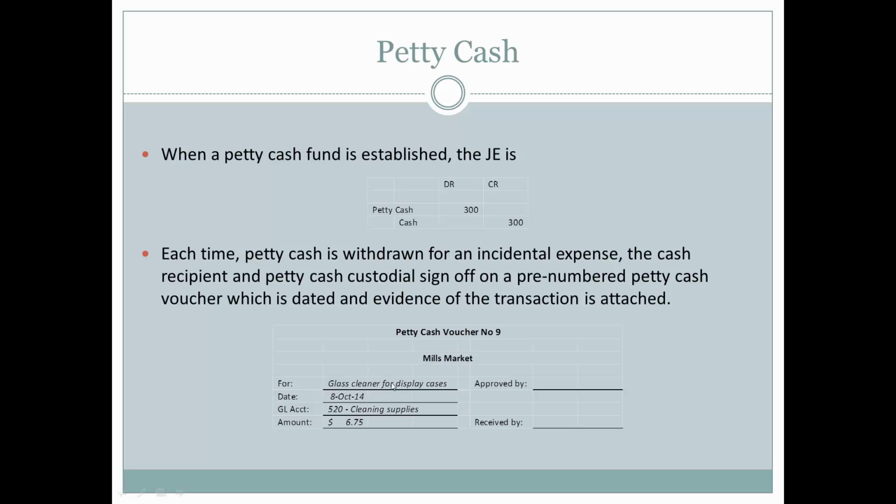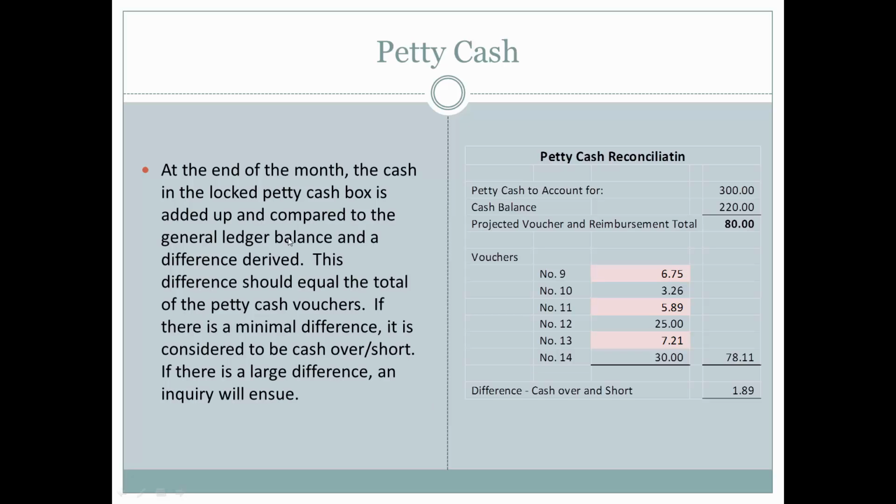to and what the explanation is, the date on which the petty cash was given, and the general ledger account associated with the disbursement, and then the amount of the disbursement, and then it'll be approved by and then received by. At the end of the month, the cash in the locked petty cash box is added up. Then it's compared to the general ledger balance and a difference derived.